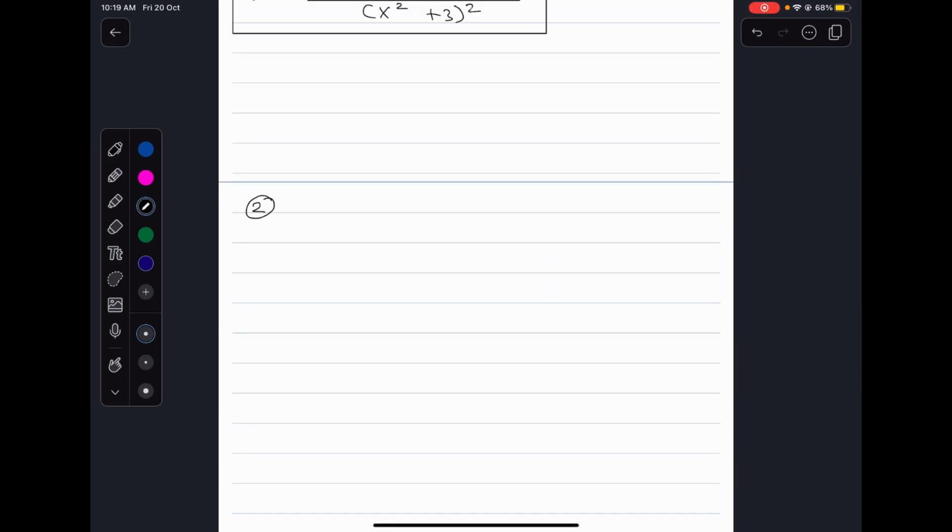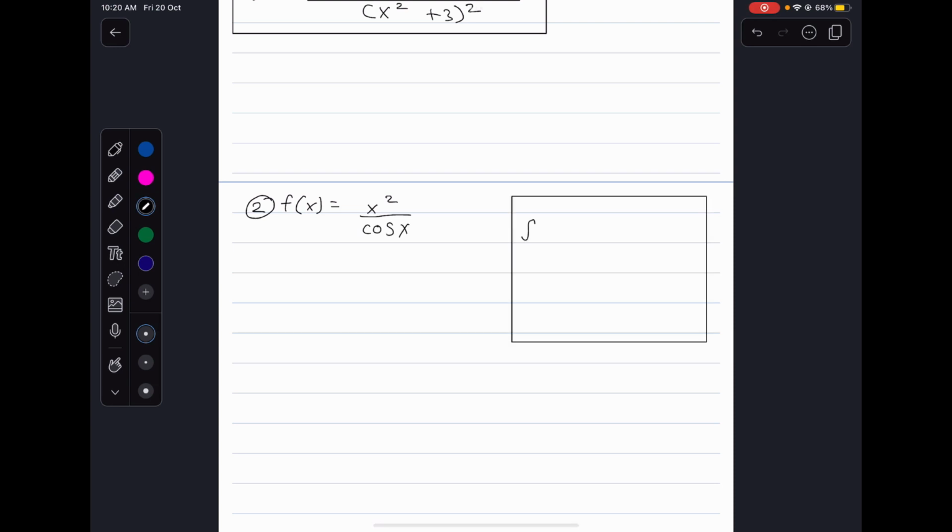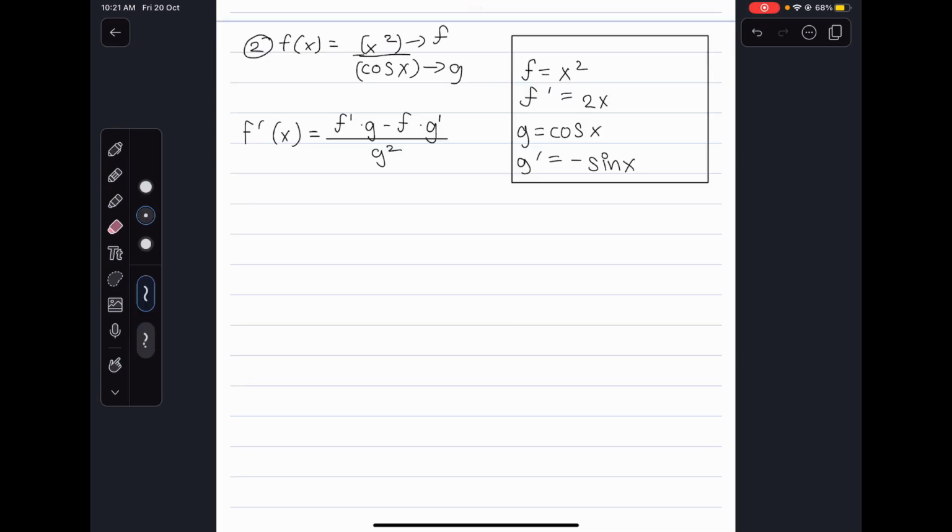Question 2 states that f of x is equal to x squared over cosine of x. F is the numerator and g is the denominator. The derivative of x squared or f prime is 2x. The derivative of cosine of x or g prime is negative sine x. So now we can plug in the values of f, f prime, g and g prime.